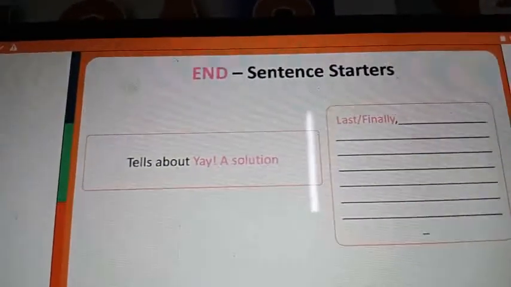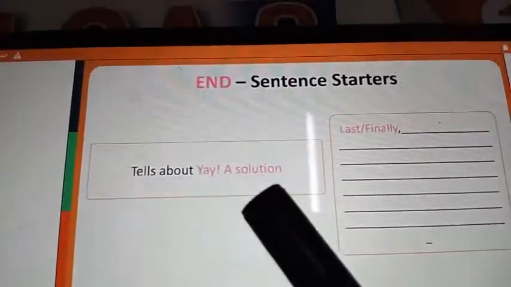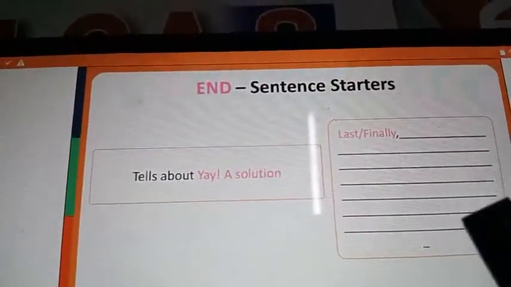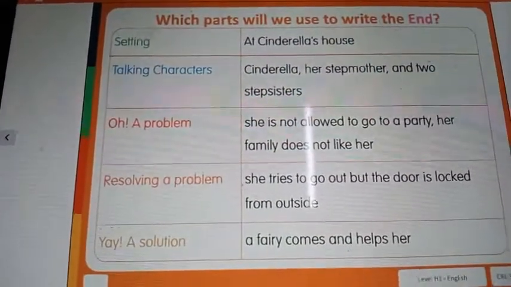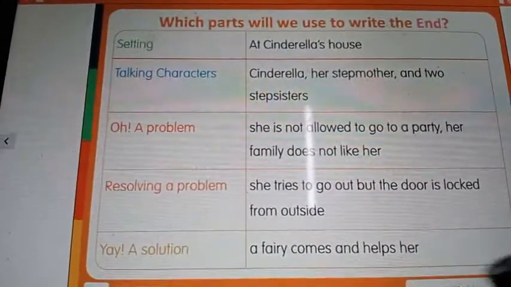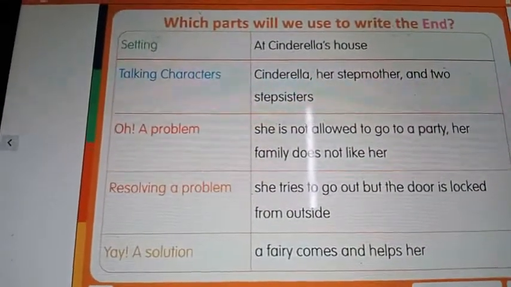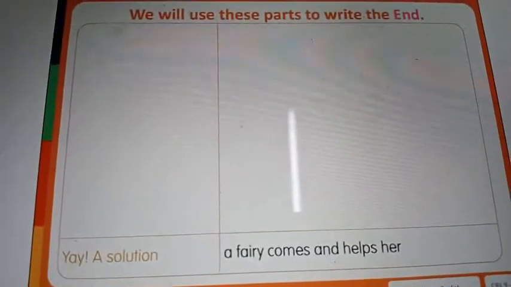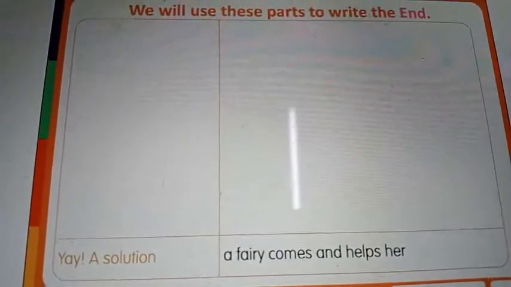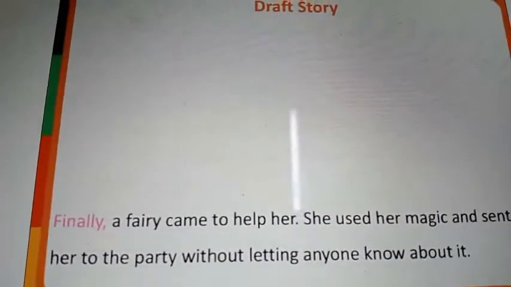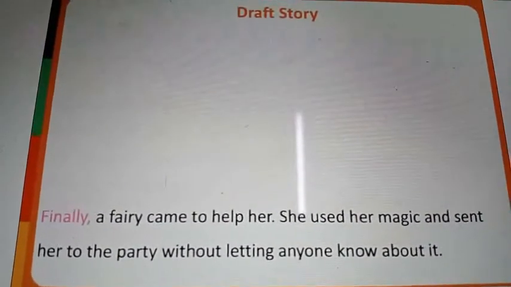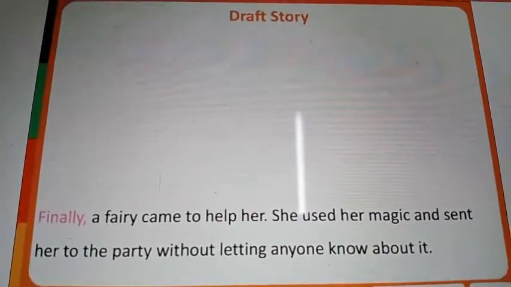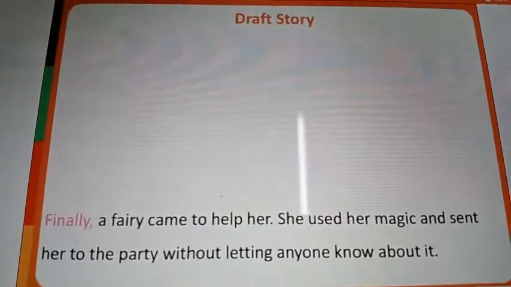Sentence starters. What do we have to write? Yes, the solution. This is finally the end of the story. We are going to write that. So which part will we use to write the end? Yes, the solution. Shall we see our draft? Yes, a fairy comes and helps her. This is the final part, right? End of the story: Finally, a fairy came to help her. She used her magic and sent her to the party without letting anyone know about it. This is the end of the story.